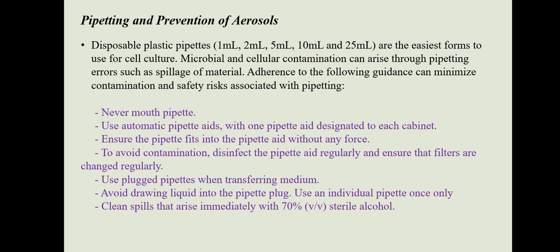Pipetting and prevention of aerosols. Disposable plastic pipettes 1 ml, 2 ml, 5 ml, 10 ml, and 25 ml are the easiest forms to use for a cell culture. Microbial and cellular contamination can arise through pipetting errors such as spillage of material. Adherence to the following guidance can minimize contamination and safety risks associated with pipetting. Never mouth pipette. Use automatic pipette aids with one pipette aid designated to each cabinet. Ensure the pipette fits into the pipette aid without any force.